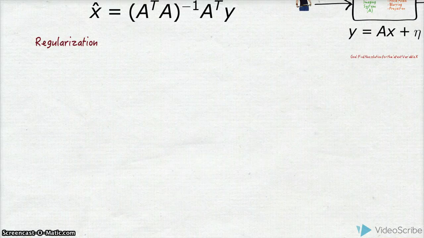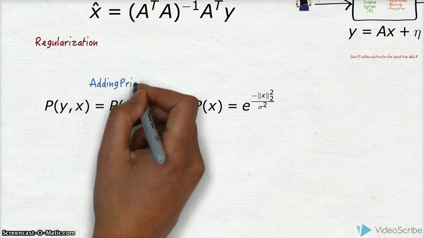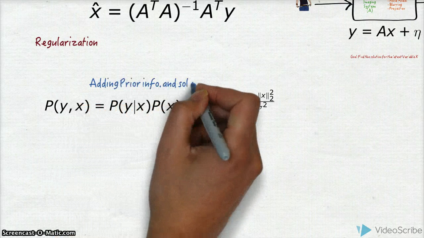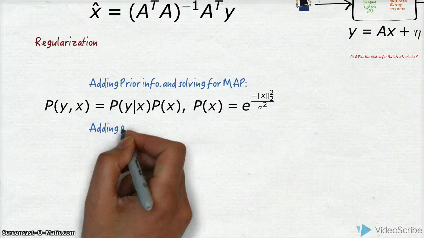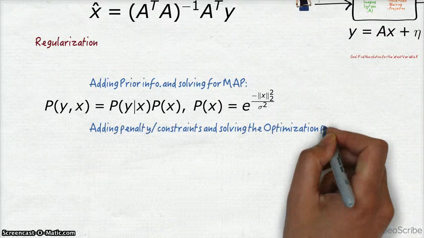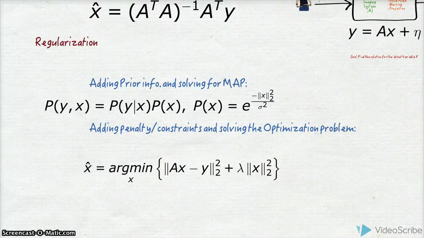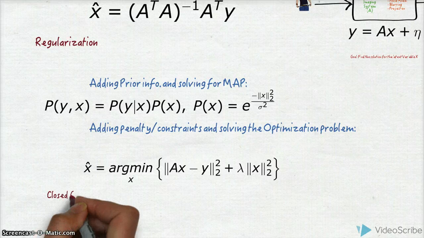For both cases, we need regularization to penalize for this problem. So we have to add prior information, either from a statistical point of view to solve for maximum a posteriori, or by adding some penalty constraints to the least squares error.